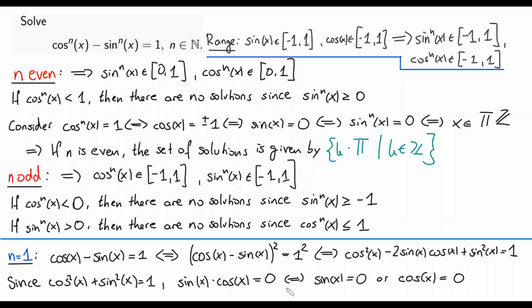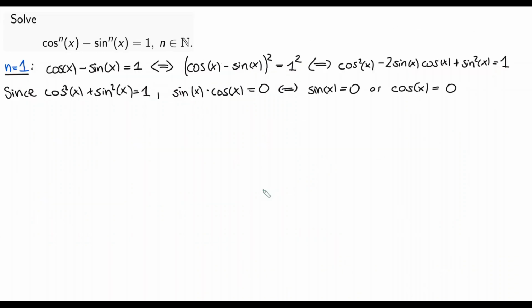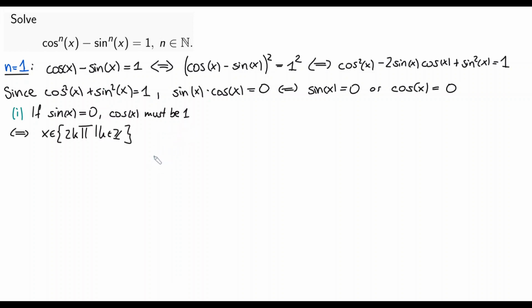And this is of course the case if and only if sine of x is 0 or cosine of x is 0. So let's make a little more room for this calculation. So the first case: if sine of x is equal to 0, then of course, for this equation to be satisfied, cosine of x must be 1 at the same time. And this is the case if and only if x is an even multiple of pi, so 2 times k times pi, where k is a whole number.